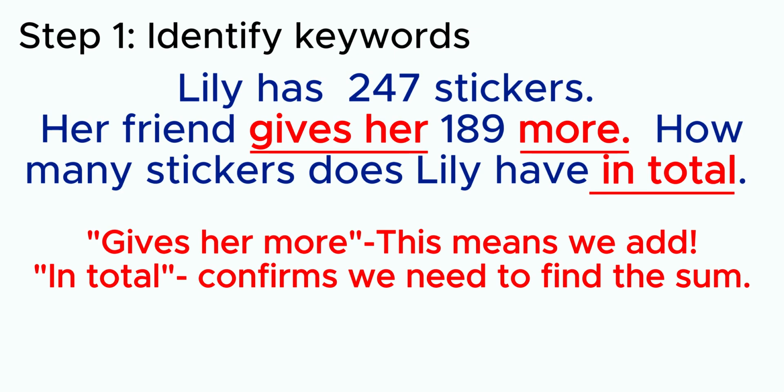Step 1. Identify keywords. "Gives her more" means we add. "In total" confirms we need to find the sum. Step 2. Set up the problem. First, draw your hundreds, tens, and ones columns. Place each digit under its correct place value.